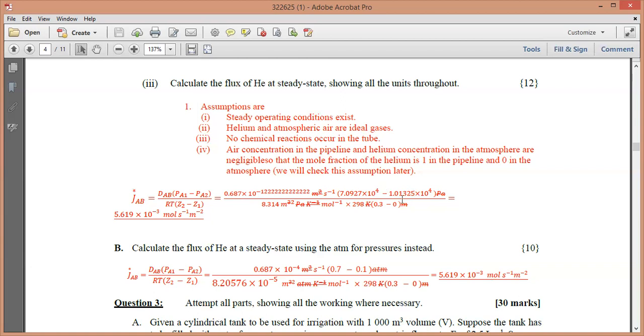I'm picking Pascals because you basically have this in Pascals also. So for the Pascals to cancel out, you need that. And the Kelvins also to cancel out, you need to have the temperature also in Kelvins. So after the calculation of that, we get this as our final answer: 5.619 times 10 to the power negative 3 moles per second per meter. Any questions here? I'll just give you a minute just to look at the calculations and try and understand.